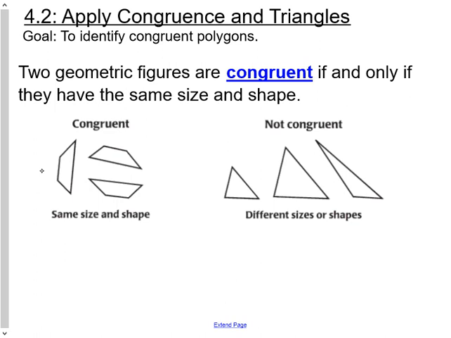Today's lesson is 4.2, applying congruence in triangles. Two geometric figures are congruent if and only if they have the same size and shape. Right? So, for example, on the left side, we've got congruent trapezoids, and they all are the same exact size and shape.